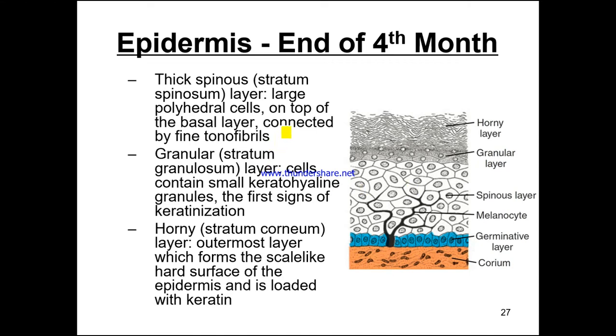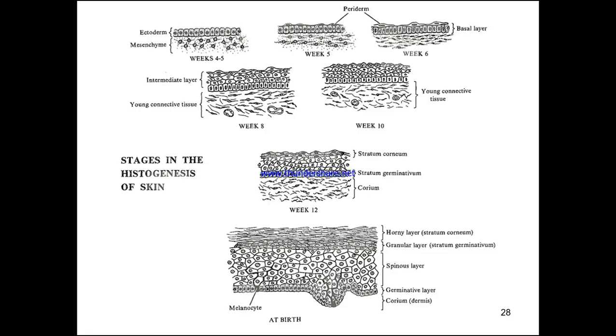There's a thick spinous stratum spinosum layer, large polyhedral cells on top of the basal layer connected by fine tonofibrils. Then a granular stratum granulosum layer. Cells contain small keratohyalin granules, which is the first sign of keratinization. We have a horny stratum corneum layer, which is the outermost layer which forms the scale-like hard surface of the epidermis and is also loaded with keratin.